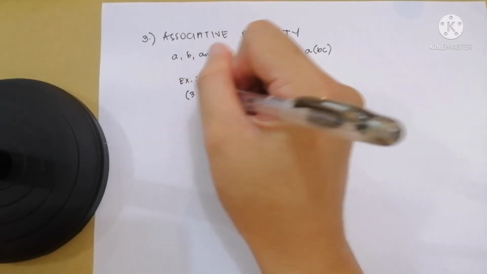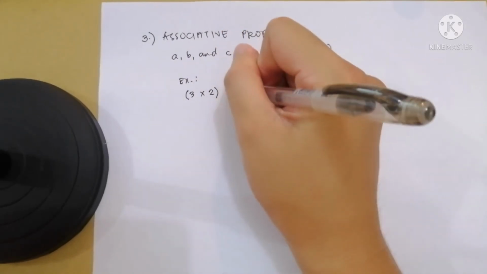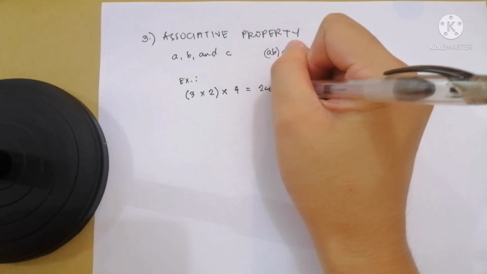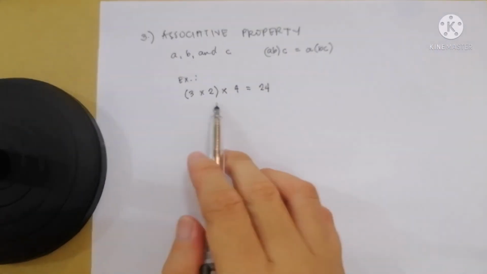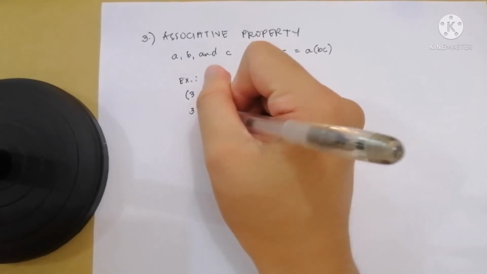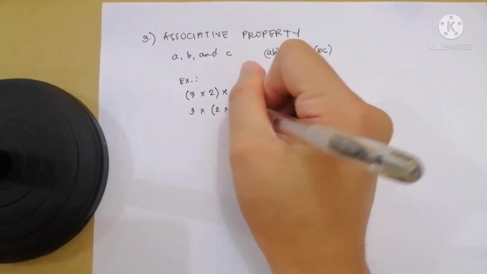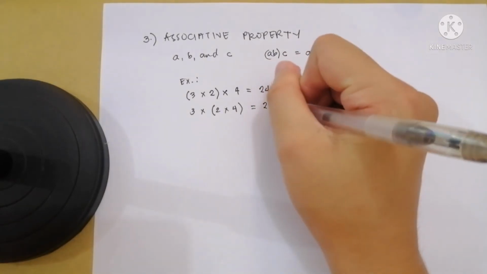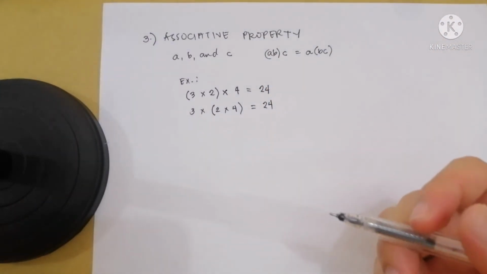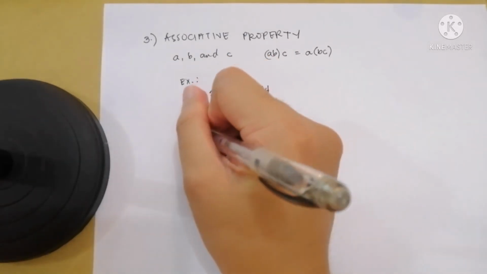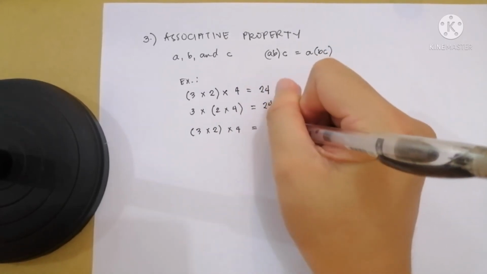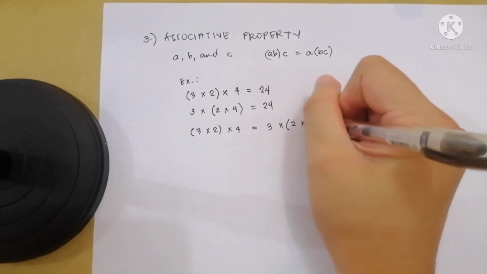If we're going to group 3 times 2 and then multiply that by 4, the product is positive 24. Now, if you're going to group these two instead, let's see if it's still correct. So we have here 2 times 4, which is 8, times 3, that is still the same as before, which is positive 24. So in other words, the quantity 3 times 2, times 4, is the same as 3 times the quantity of 2 times 4.